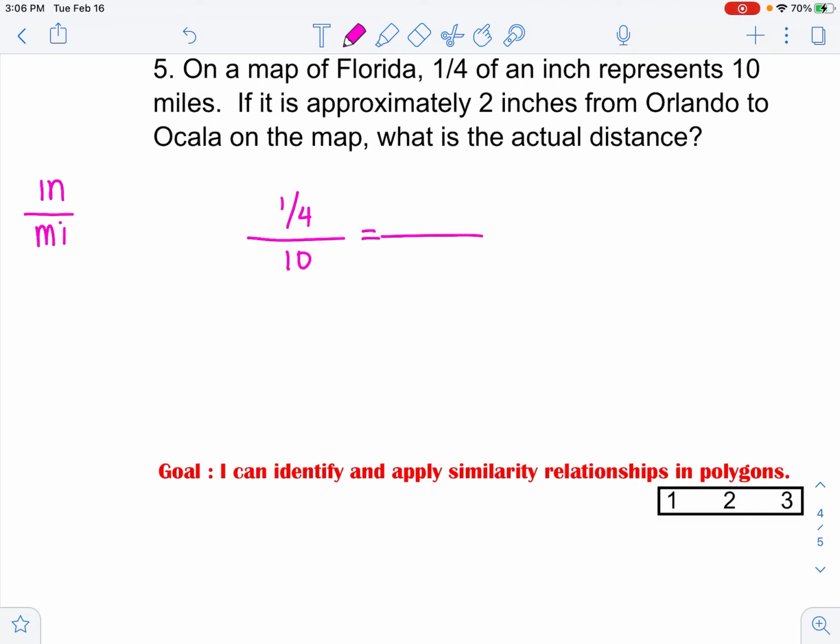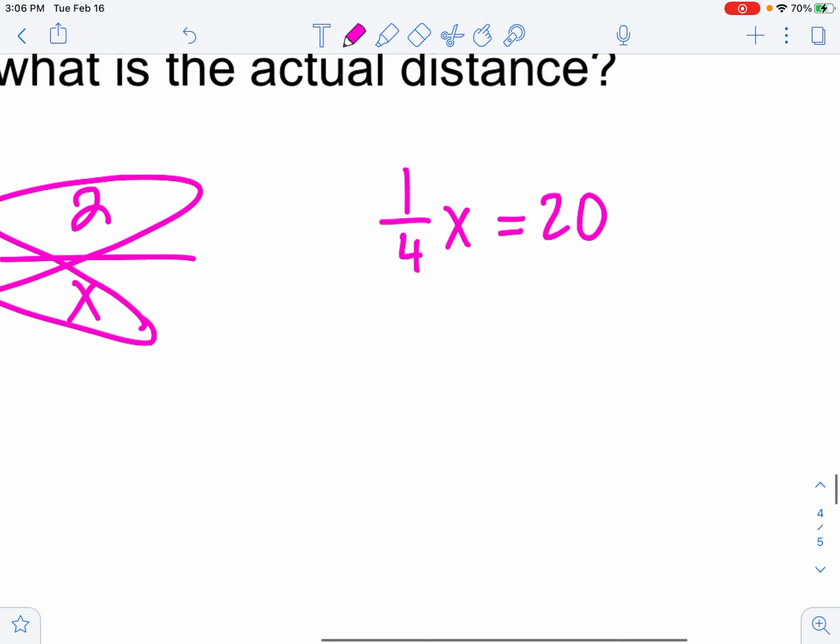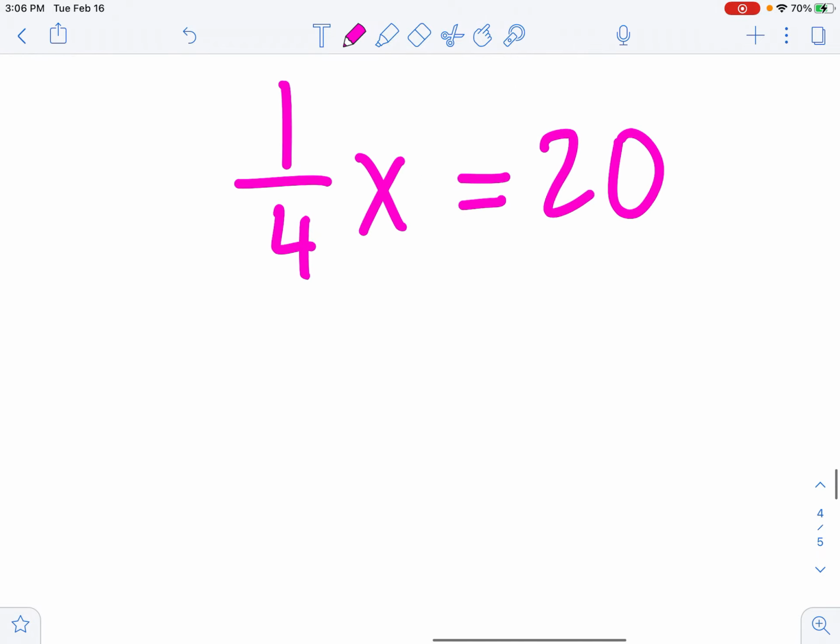So I'm going to do a quarter over 10 is equal to, it says, if it is approximately 2 inches. Where does inches go? The numerator or denominator? Numerator. So I'm going to put 2 here. From Orlando to Ocala on the map, what is the actual distance, x? So I'm going to cross multiply. I have 1/4 x is equal to 20. So I'm going to do it without a calculator. If you wanted to do it with a calculator, you can divide both sides by 0.25. So you can change this to 0.25x equals 20. I'm not going to do it that way.